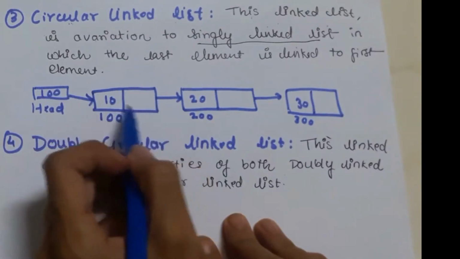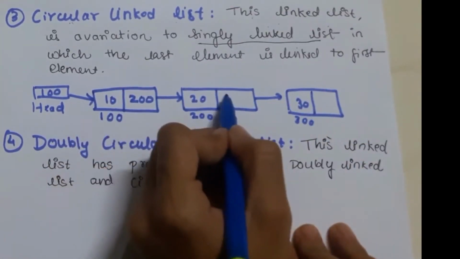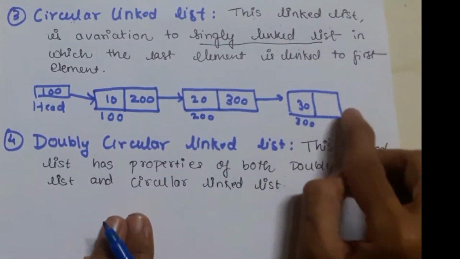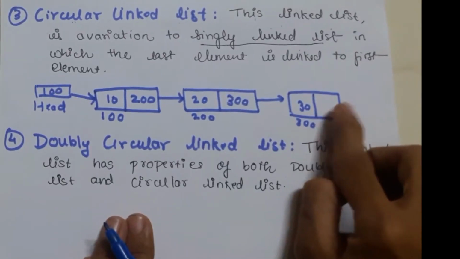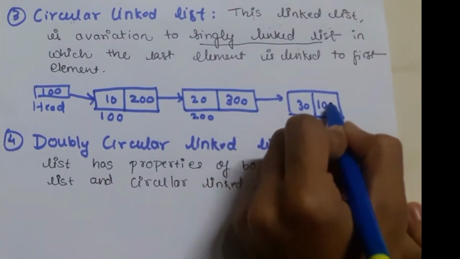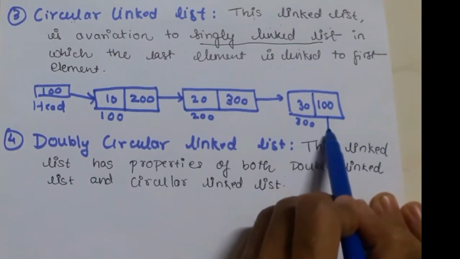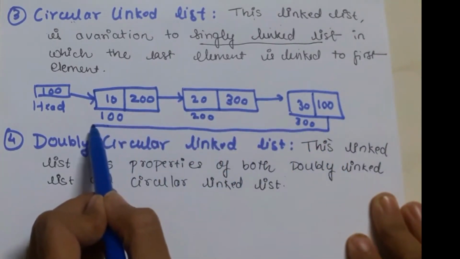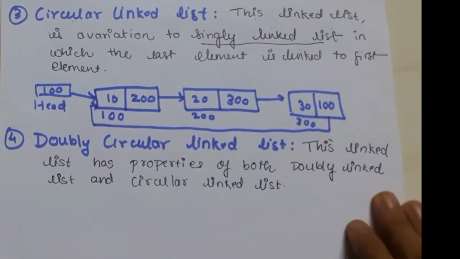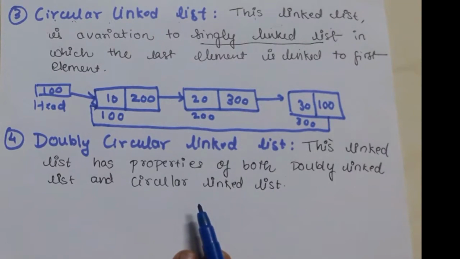Now we know the address field of this node will consist of the address of the next node, that is 200. Similarly here there will be 300. Now in the last node, instead of null, this field of the last node will consist of the address of the first node. See, like this, 100. Instead of null there will be 100. So this will form a circular loop like this, isn't it? It forms a circular loop and hence the name is circular linked list, and this is a slight variation to the singly linked list. Okay.